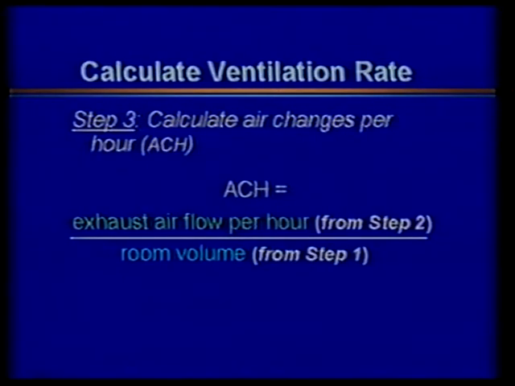Step 3. Calculate the air changes per hour. Now you know the amount of air exhausted every hour and also the volume of your room. You're ready to calculate the air change rate. Simply divide the exhaust by the room volume.